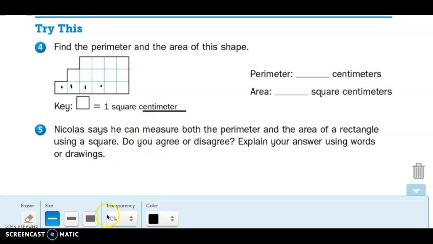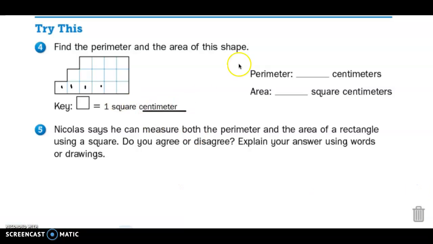Something that I want you to be aware of, to really be thinking of, is when you count your sides for the perimeter. Okay, let's say we count the top. 1, 2, 3, 4. This top is 4. I need the entire outside. So guess what? This down counts as 1. This across counts as 1 centimeter. This down counts as 1 centimeter. This across counts as 1 centimeter. And this down counts as 1 centimeter.